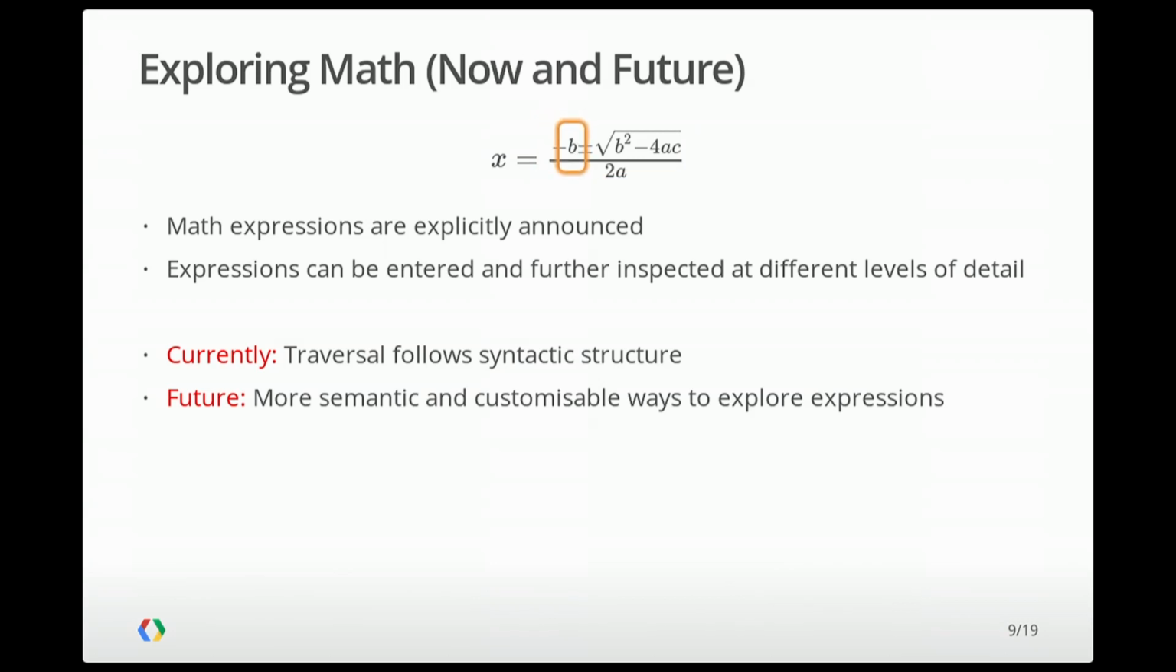Minus B plus or minus the square root of B squared minus 4AC. And now you can start entering the square root, B squared minus 4AC, and so on and so forth. So this is the basic idea of how to explore the mathematical expression. And as you can see, we follow pretty much the syntactic structure as it is. My apologies that I fat-fingered this and it didn't work from the beginning.